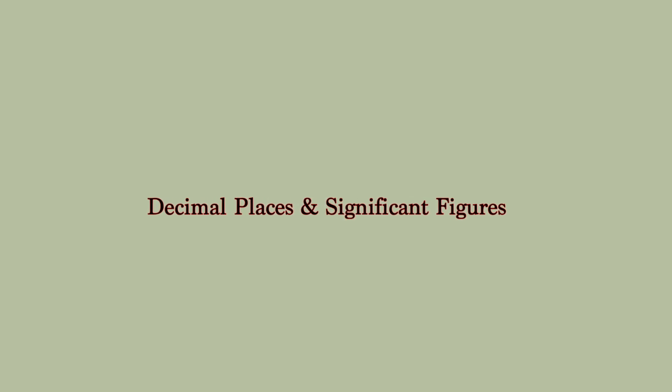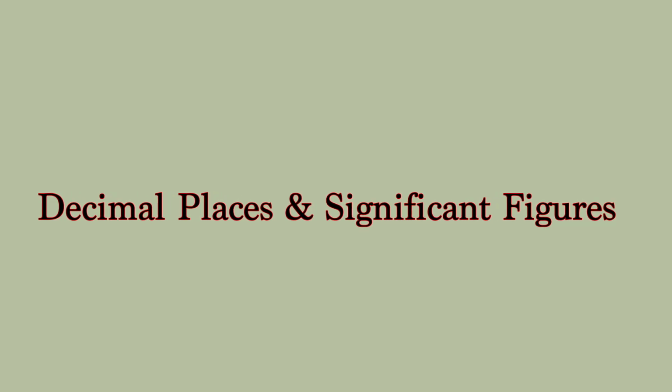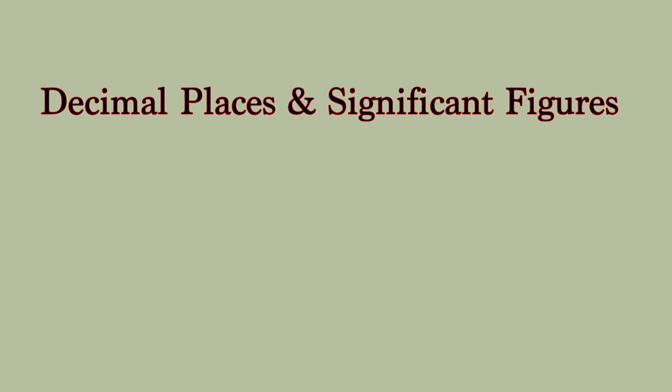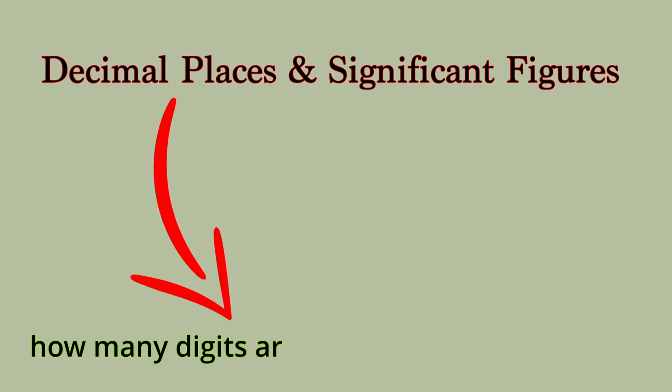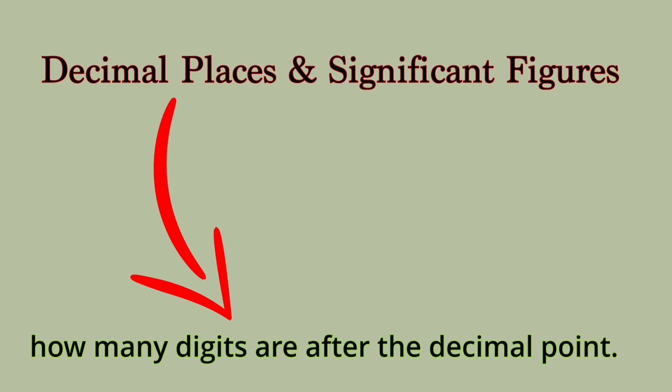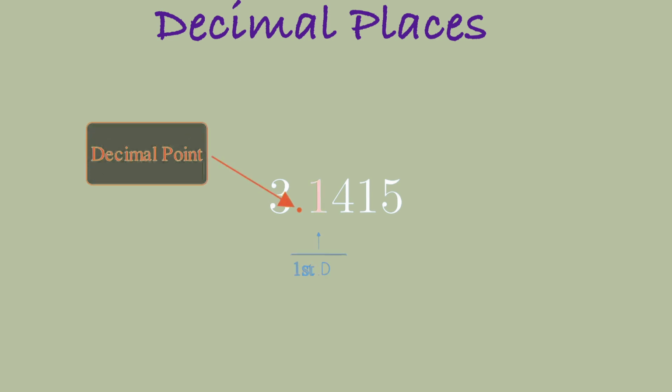Now that we know why we measure, it's time to revisit decimal places and significant figures before moving on to accuracy. First up, a quick review of decimal places. Remember, this is all about how many digits are after the decimal point. We just count them, simple as that. Now, the first step is always to find the decimal point and then look at the digits after it. So in a number like 3.1415, the first digit after the decimal point is 1.